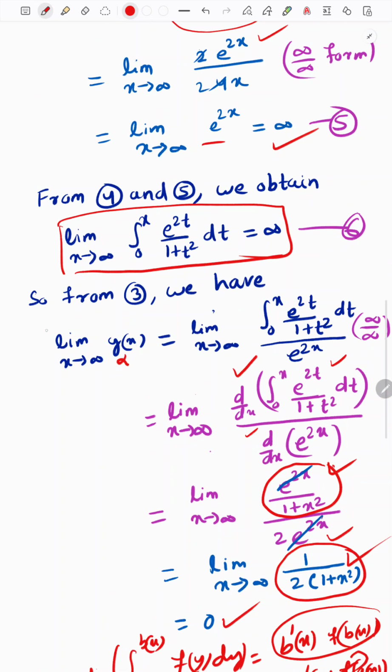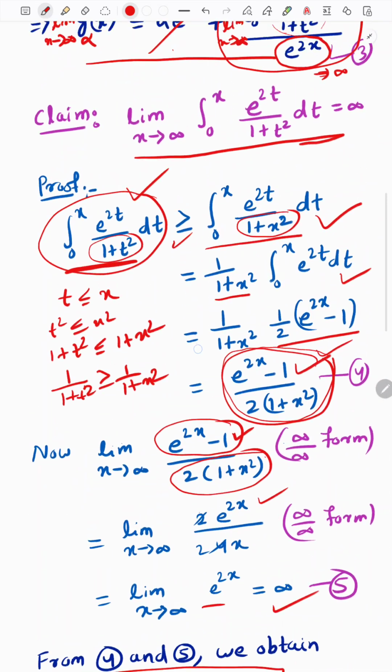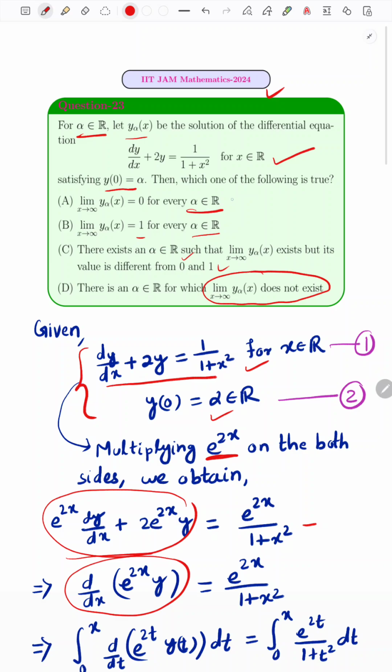So the limit of y alpha x is equal to 0. This is equal to 0 for any alpha belonging to R, because this limit is independent of alpha. So we are getting this limit is 0 for any alpha. So option A is true, option B is false, because it is saying that this limit value is 1, and option C is saying that there exists alpha so that this limit is different from 0 and 1, but we are getting this limit is always equal to 0.